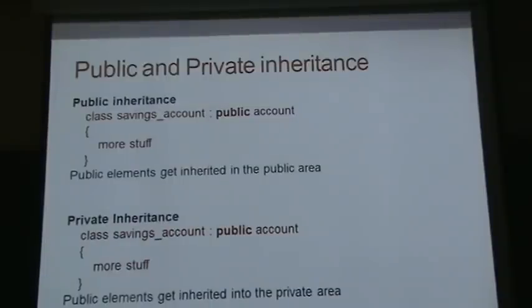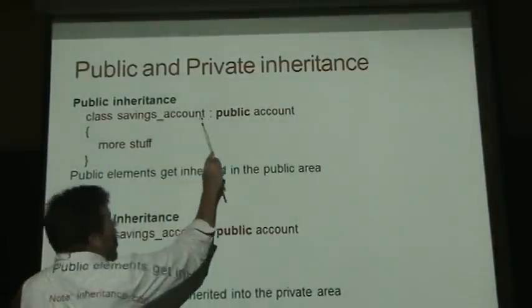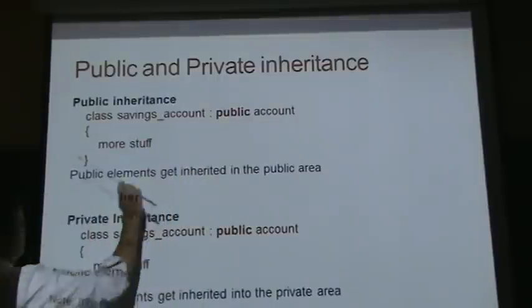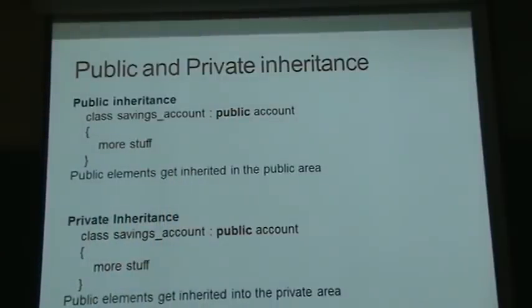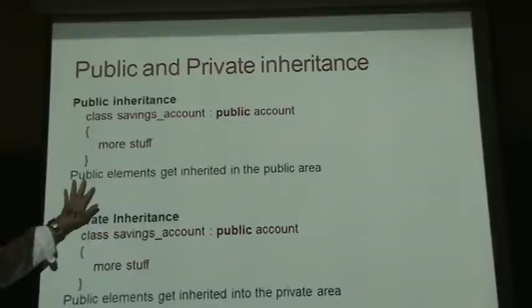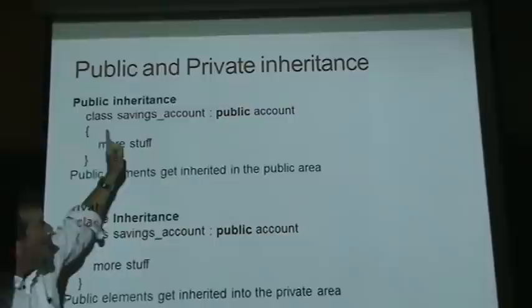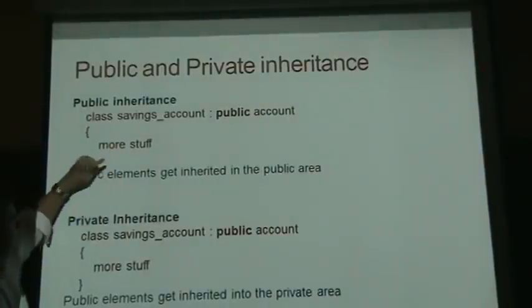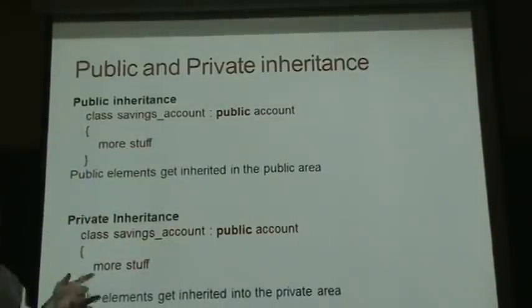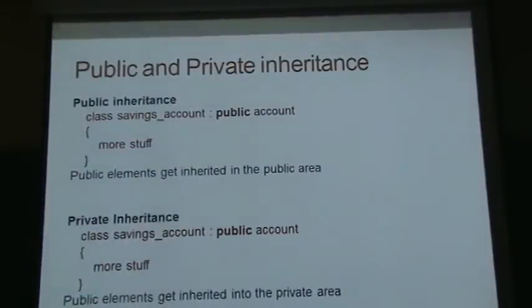Okay, so C++ has the idea of public inheritance and private inheritance. For example, with public inheritance, you can say class savings account, public account, and then more stuff, just like the example we did last time. The public elements of the account class get copied into the public area of the savings account class. And then you can add whatever you want into public and private after that.